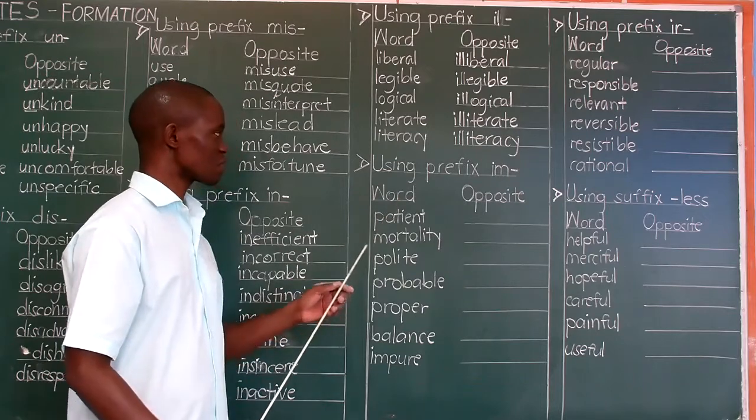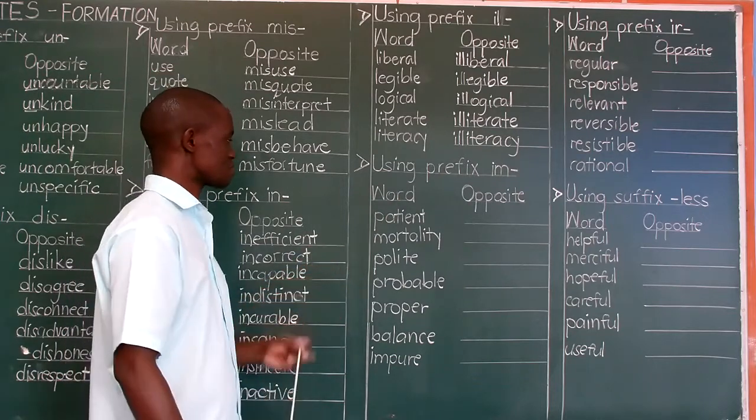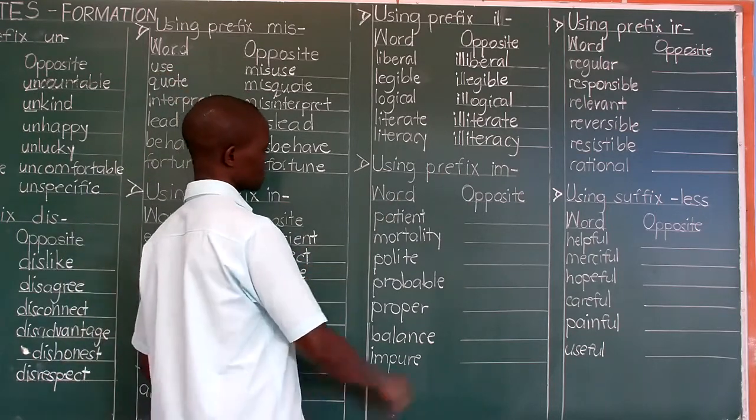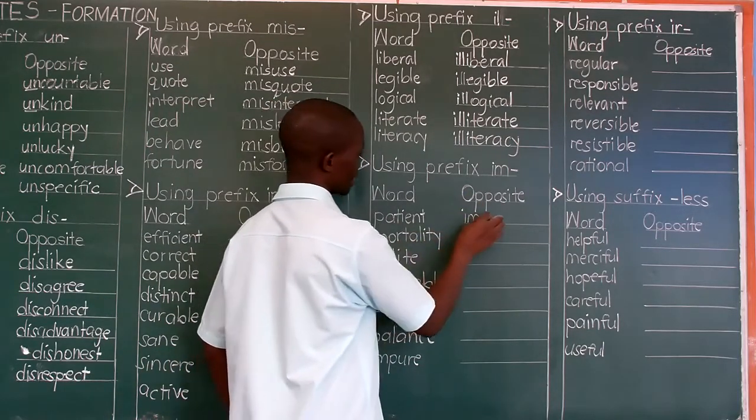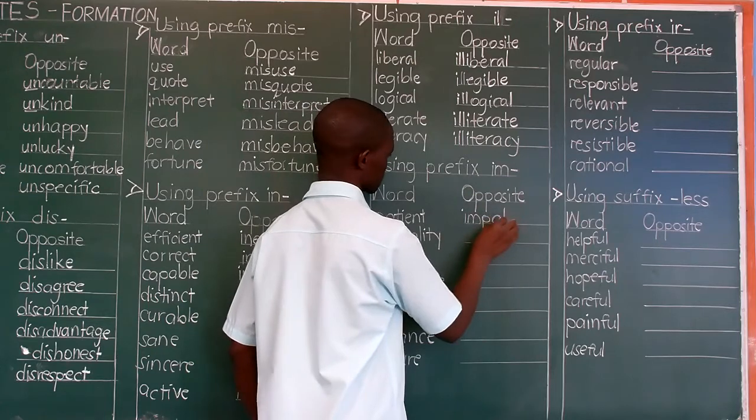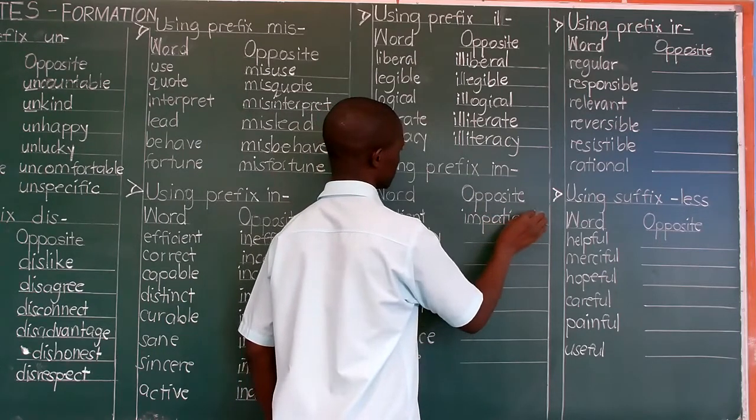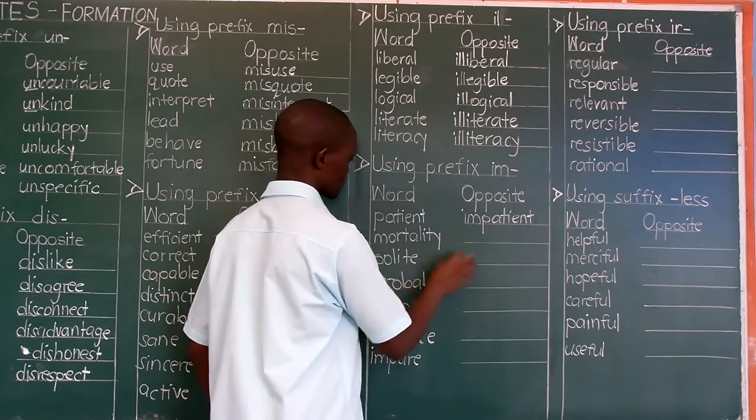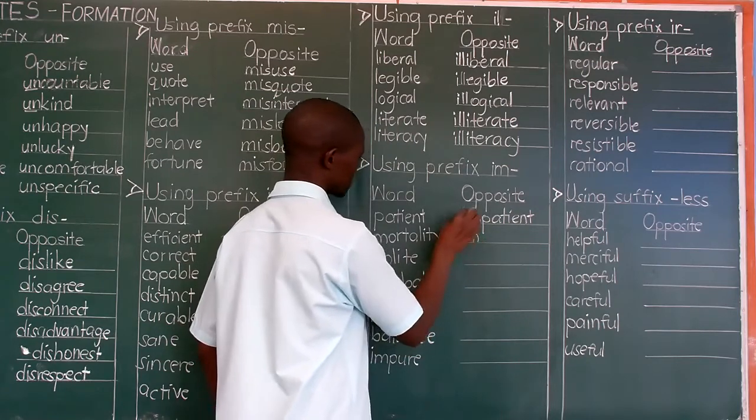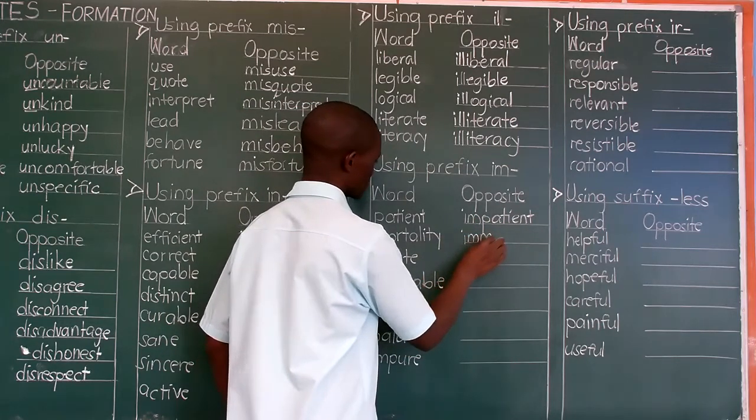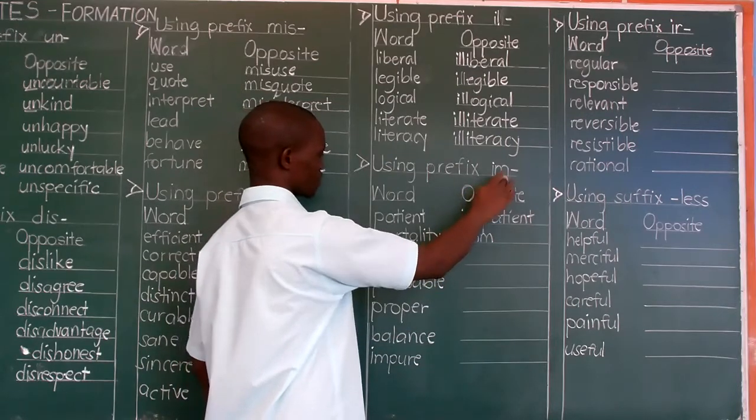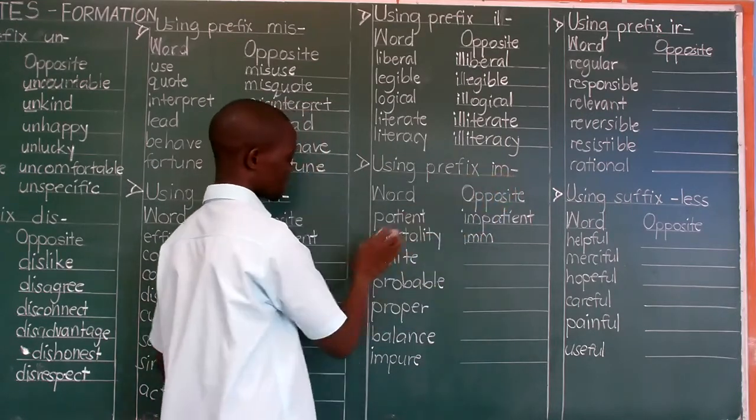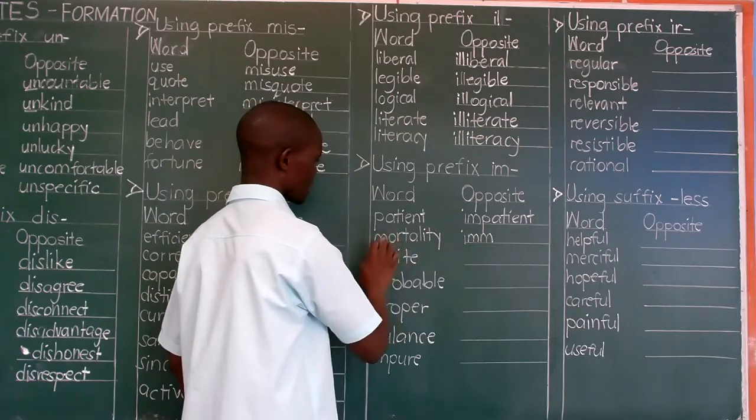Next is using prefix IM. Prefix IM to form opposites. Patient, IM, then add patient, and form the opposite as impatient. Next is mortality. IM, double M. IM, which is our prefix, plus this M, making it double M.